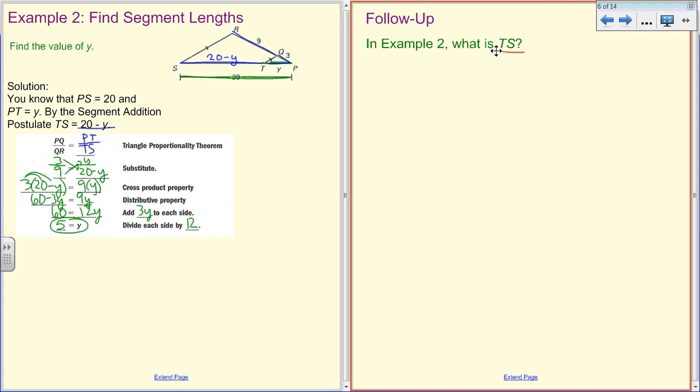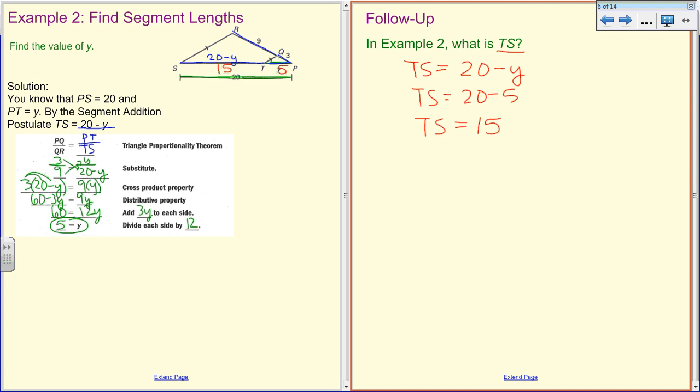Well, what we just found out is that PT is 5. And so if the entire segment, if the entire side is 20, we said this remainder had to be 20 minus Y. So 20 minus 5 is 15. So TS is that 20 minus Y. So TS is equal to 15.